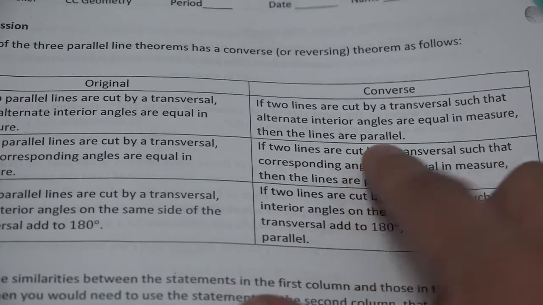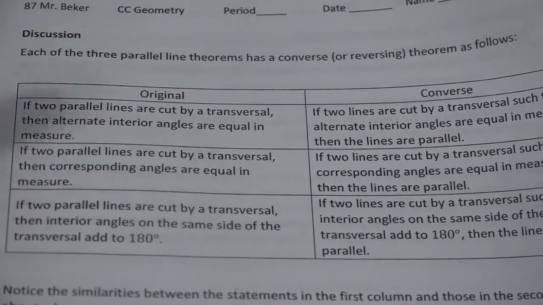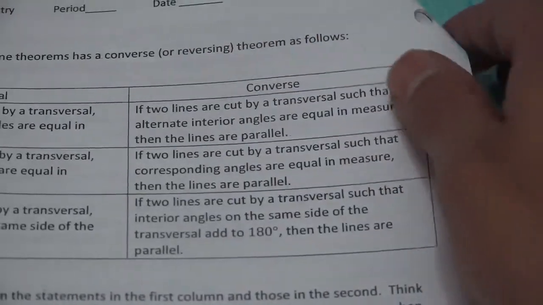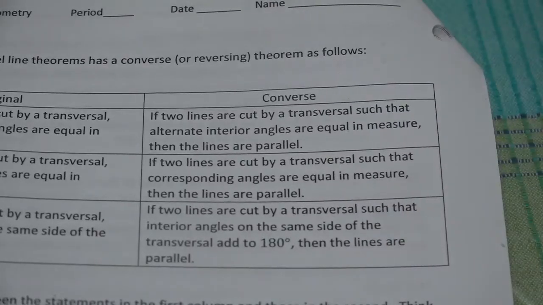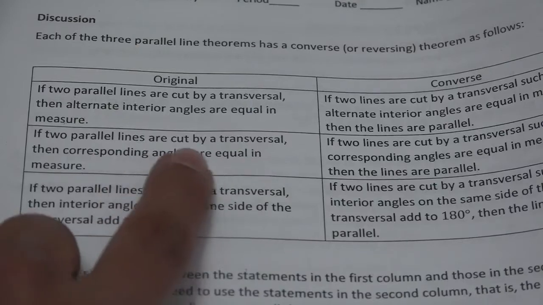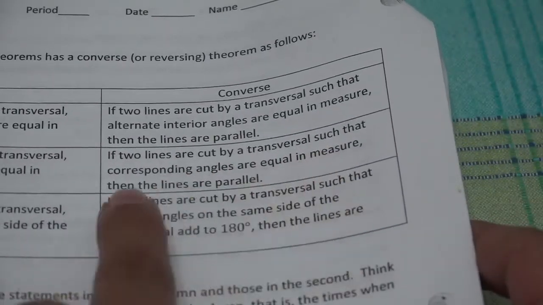Here, if two parallel lines are cut by a transversal, then we have the alternate interior angles equal. Here, if the alternate interior angles are equal, then the lines are parallel. You understand that? If I go to school, then I wake up early. The converse of that is if I wake up early, then I go to school. The next one is if two parallel lines are cut by a transversal, then corresponding angles are equal in measure. If corresponding angles are equal in measure, then the lines are parallel.